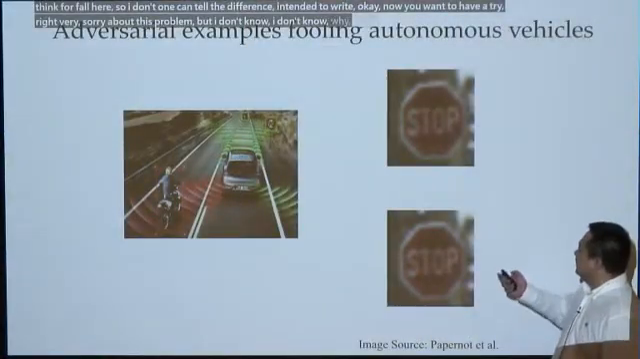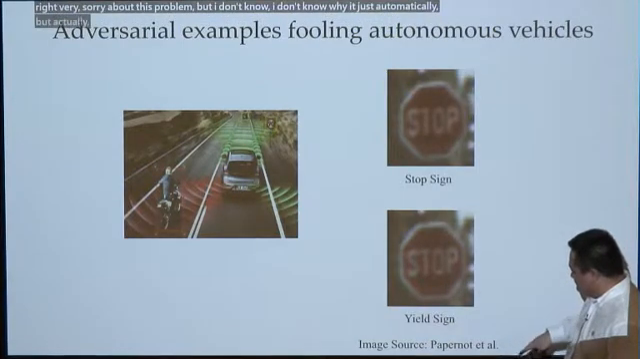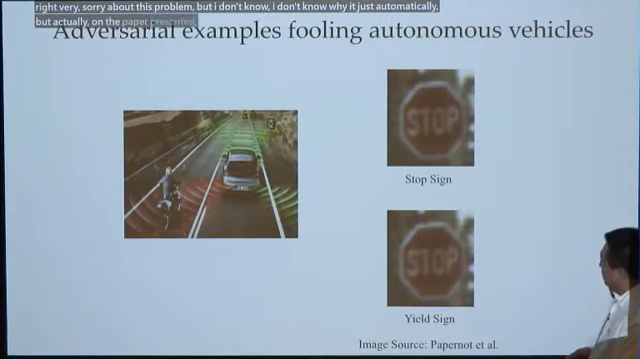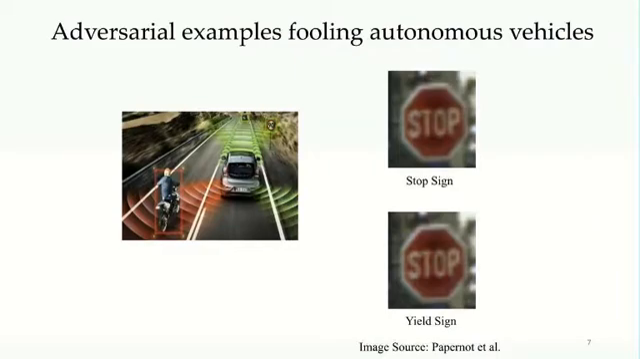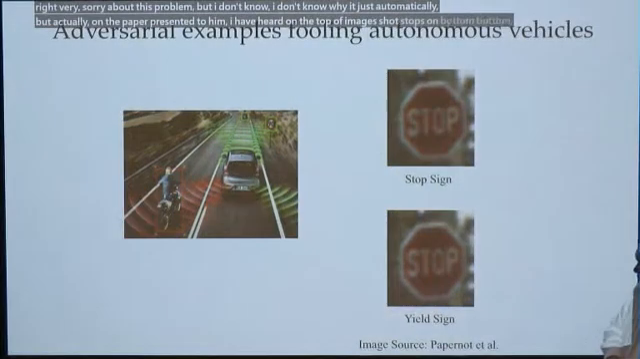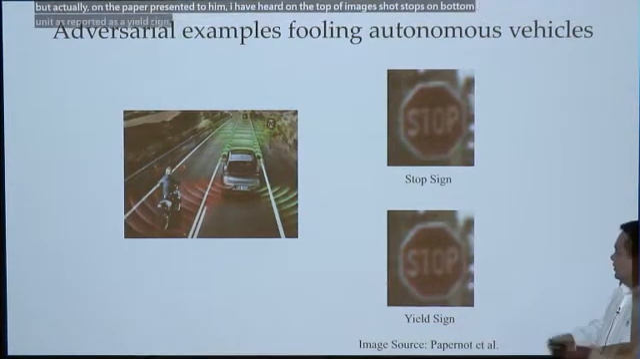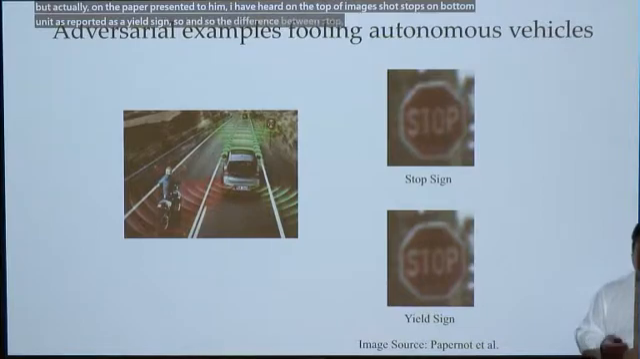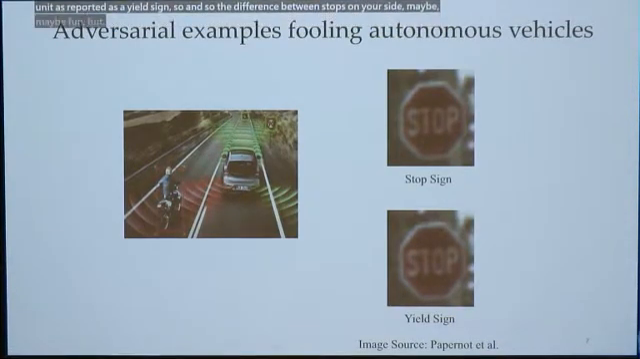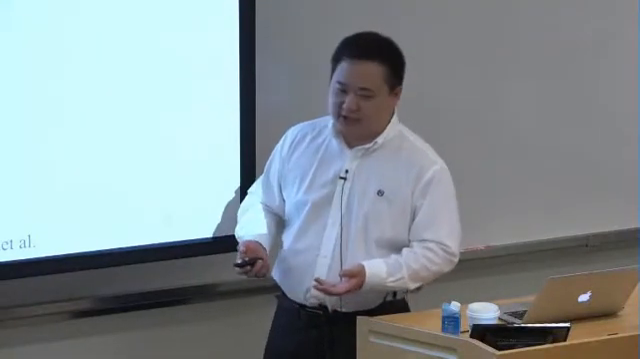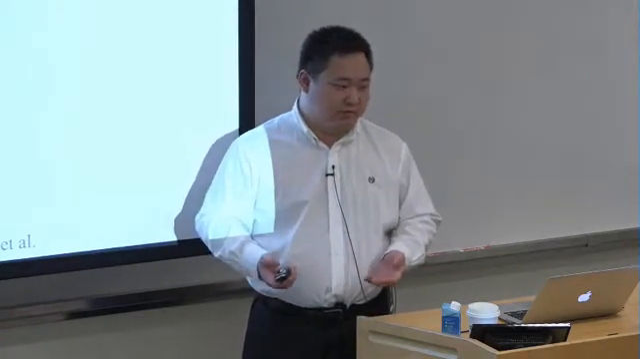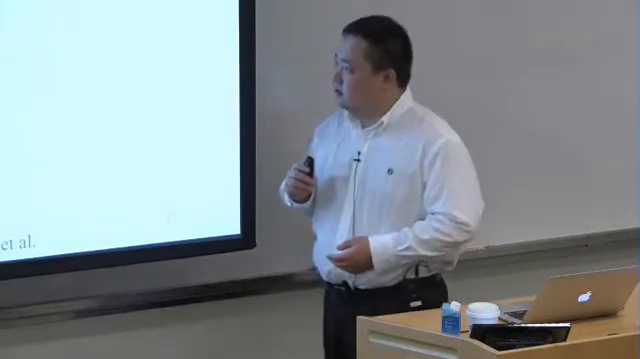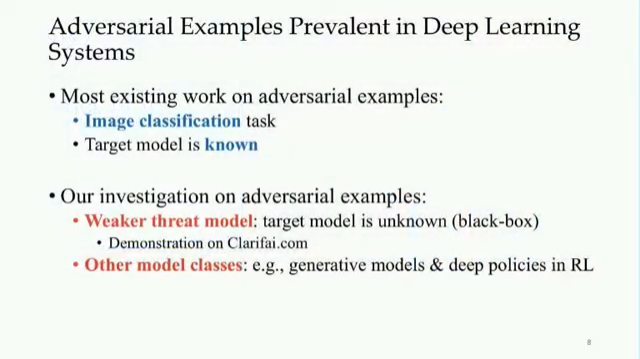It just slides automatically. But actually, in the paper that was presented, the top image is shown as a stop sign, but the bottom image is reported as a yield sign. The difference between a stop sign and a yield sign may be fine, but sometimes if you predict a stop sign as, for example, a speed limit sign, then that will be a big problem because you won't stop there, right? So in all these different respects, it is very important to study these adversary examples.